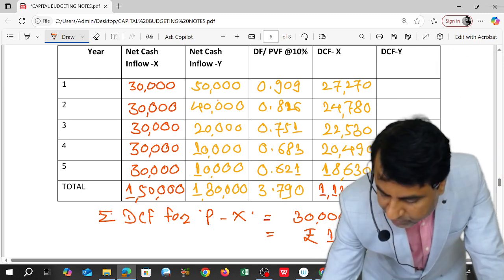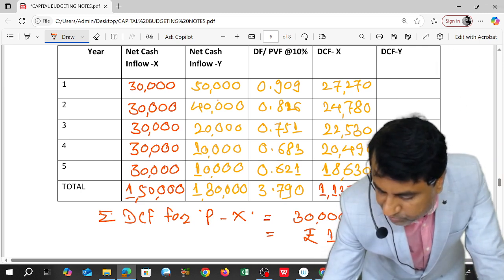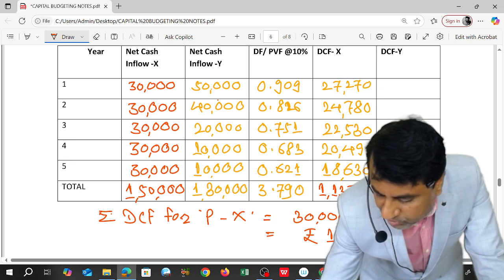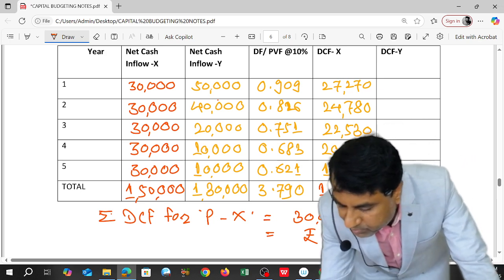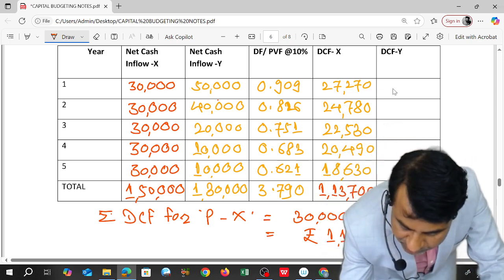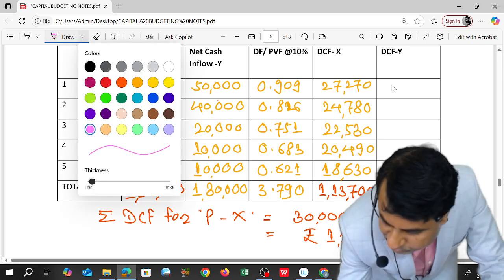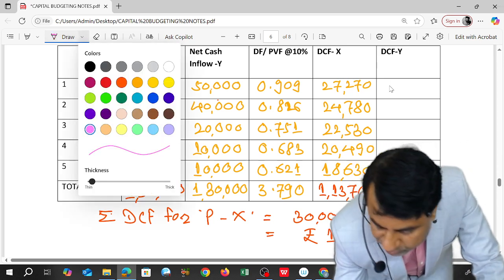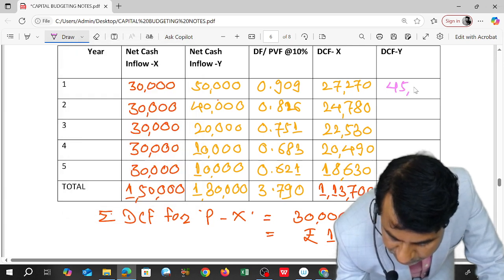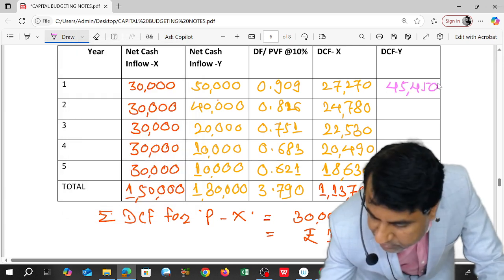Let's do it for Y. So 50,000 into 0.909 is the first one. That is coming 45,450 is the first one here. Let me change the color. So it is 45,450 here, first one.